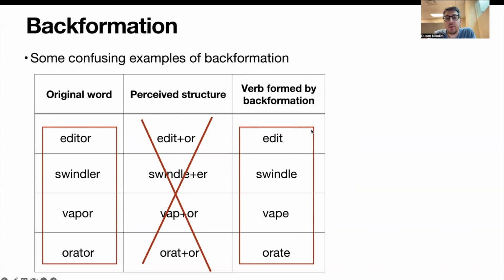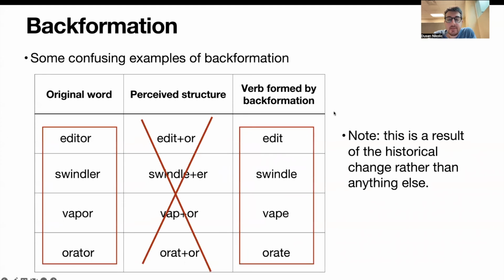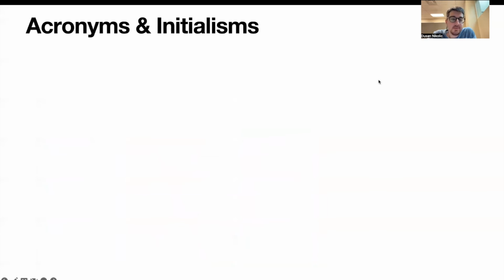And don't confuse them with teacher, where we had first teach and then we add -er to make a teacher, or freeze and freezer, where we had freeze plus -er to make a freezer. So just remember these and note that this is the result of a historical change rather than anything else. So remember these examples here on this slide and on the previous slide, and that should do it.